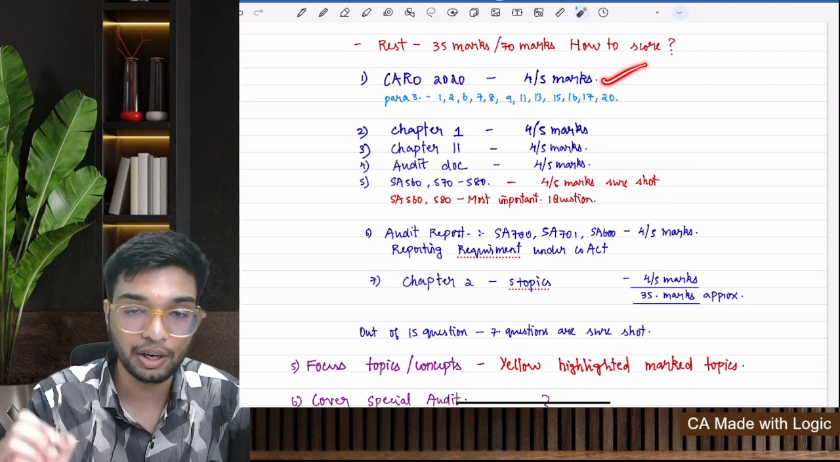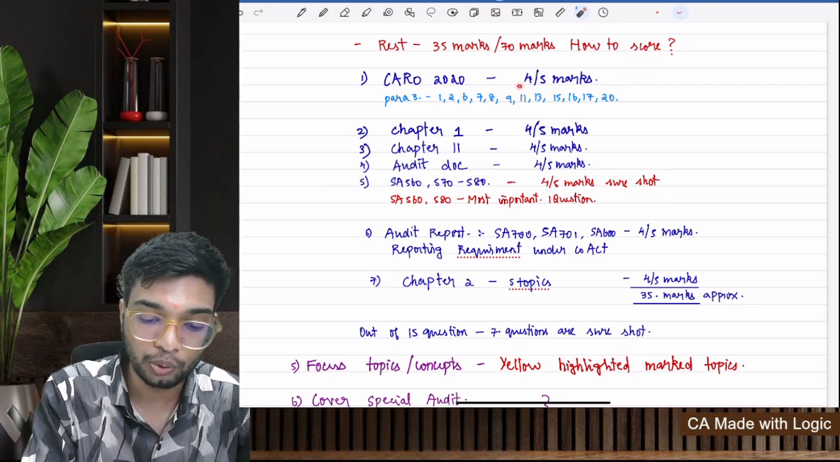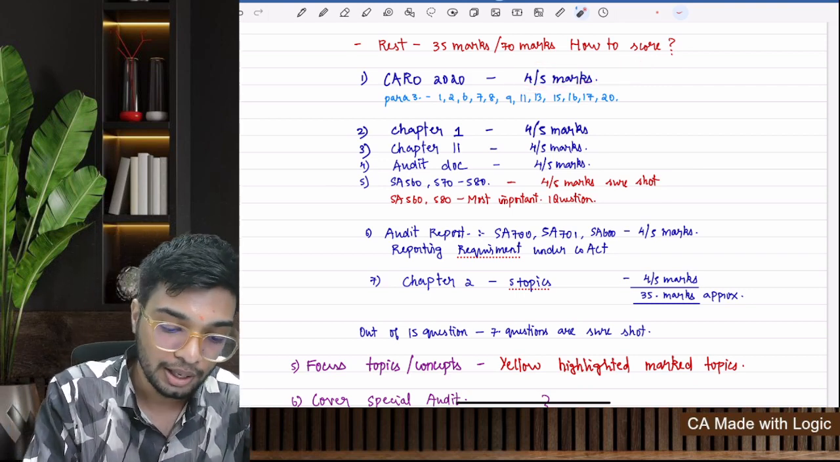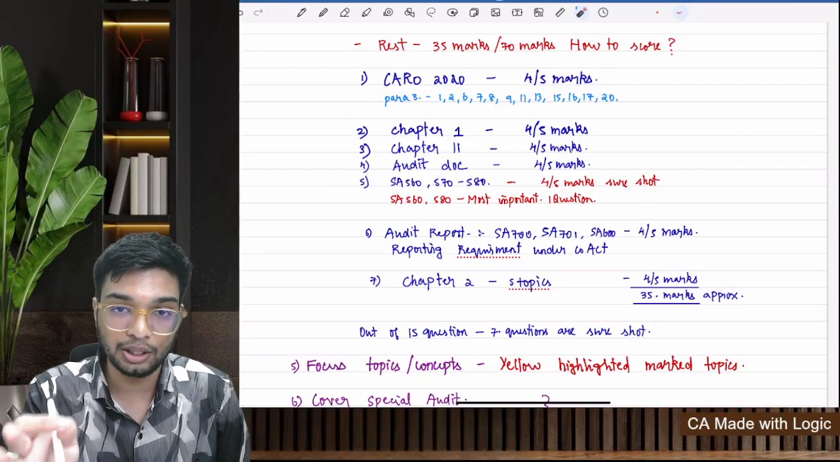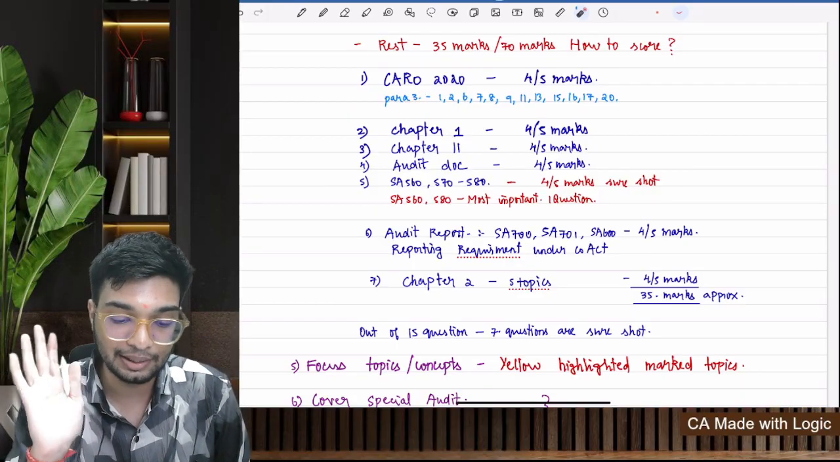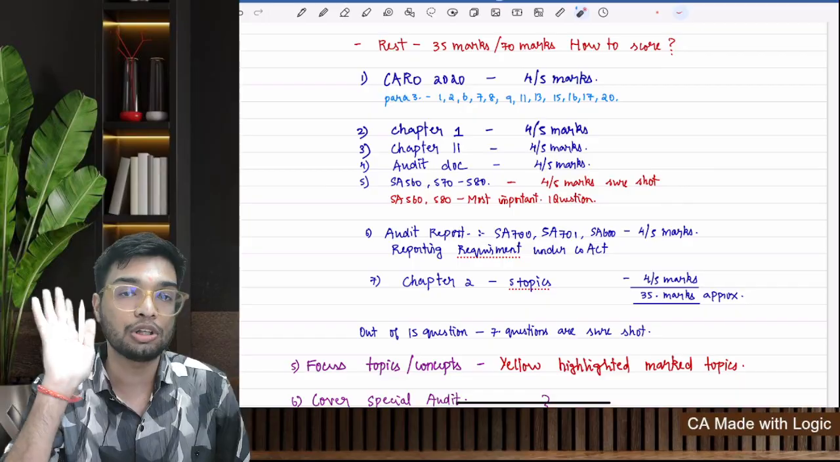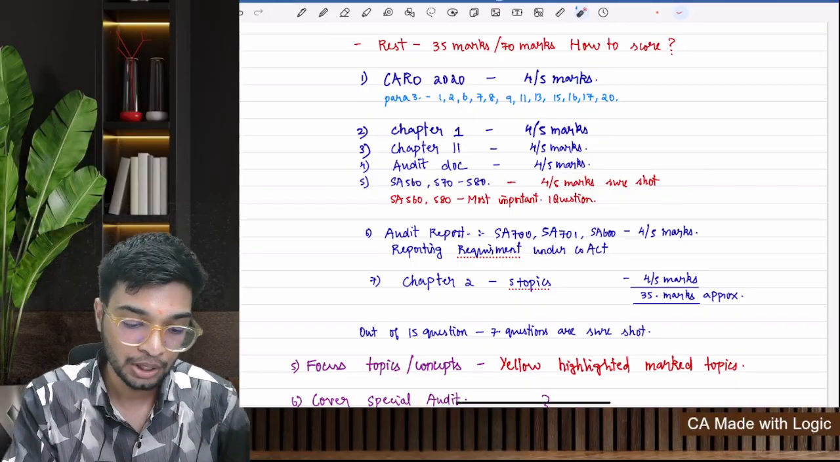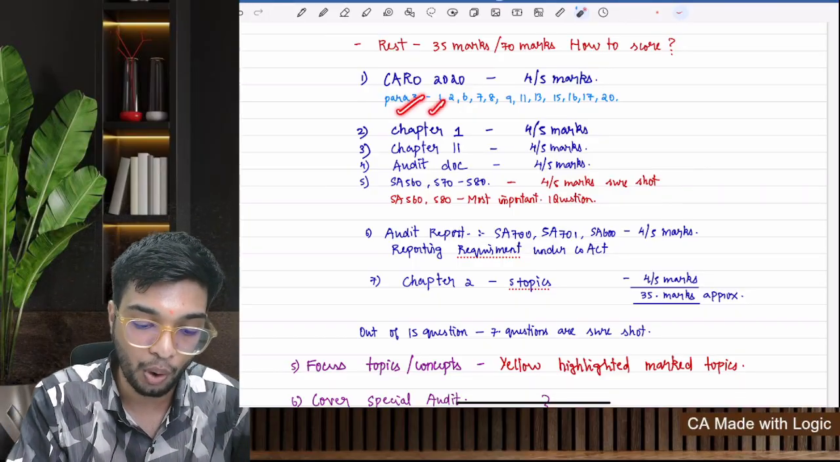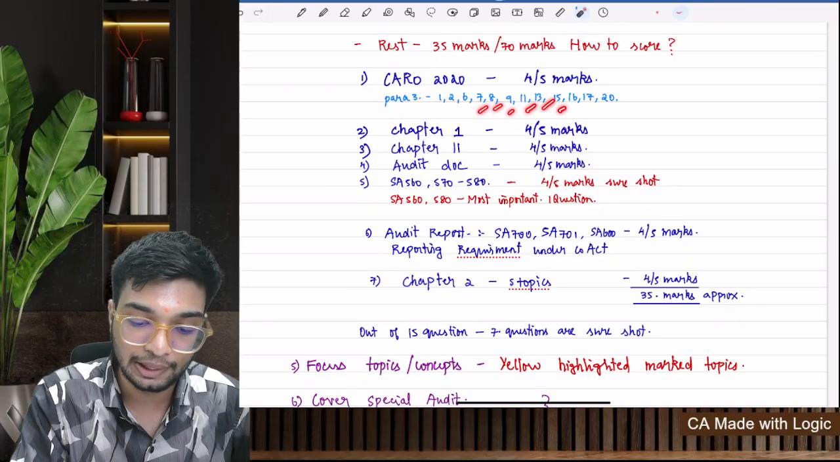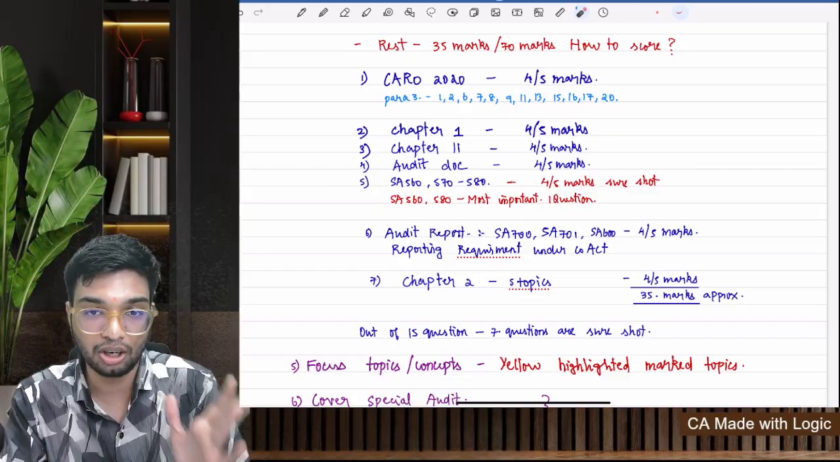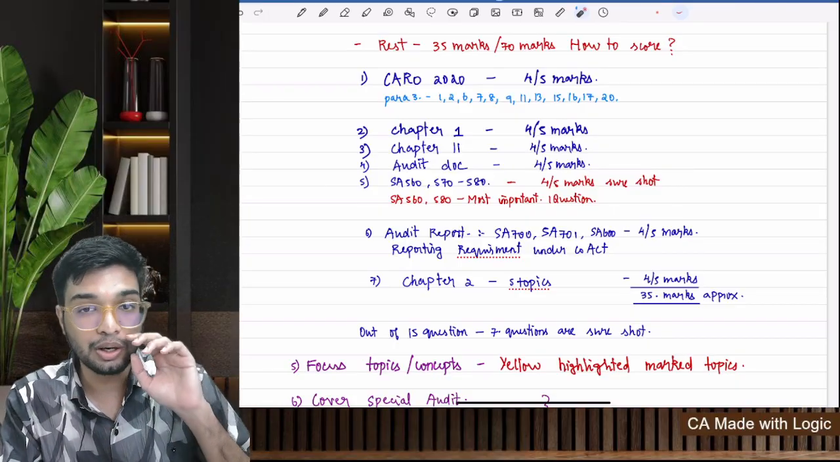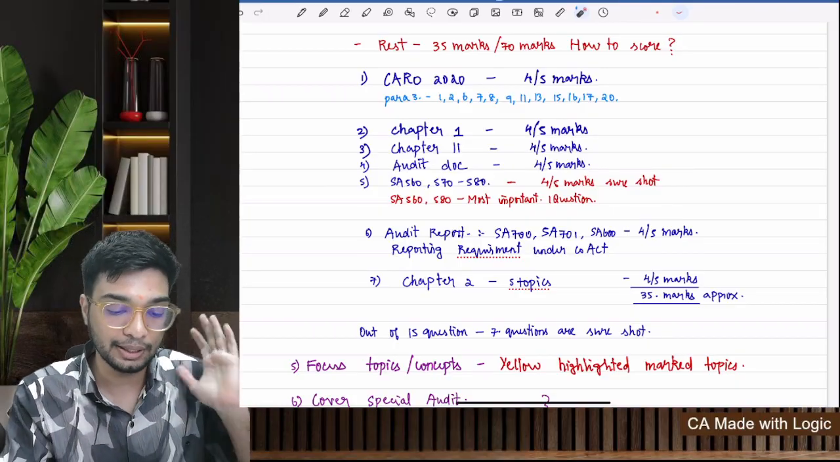So first try to cover CARO. It is going to give you 4 to 5 marks. Para number 3, I have written very accurately and precisely, which clauses you need to remember in CARO. So para number 3, clause number 1, 2, 6, 7, 8, 9, 11, 13, 15, 16, 17, 20. These are all the clauses which you need to learn very properly and in detail.